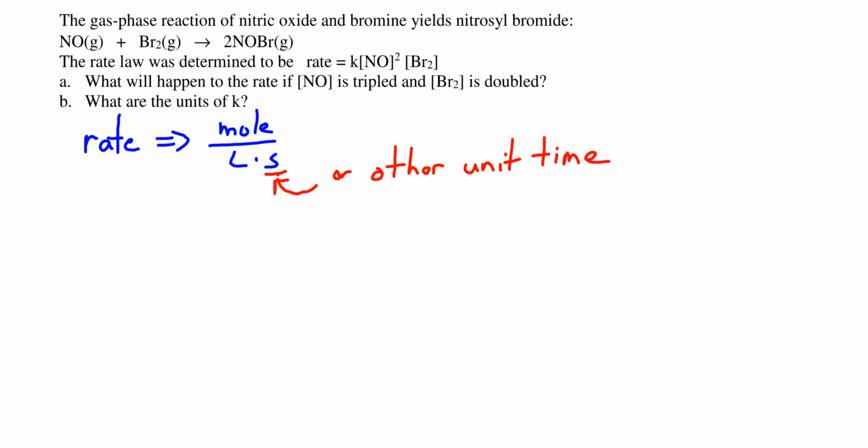All right, to find units on K for any rate law, let's first remind ourselves that the rate of a reaction is given as change in concentration per unit time. So it's usually moles per liter per second. Occasionally you see some other unit other than seconds.